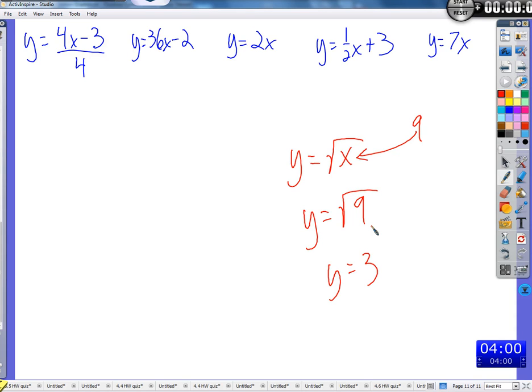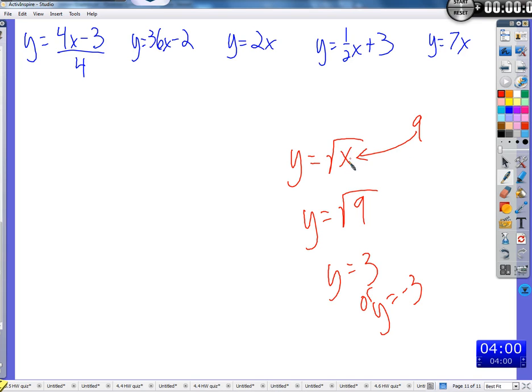Itself gives you a positive 9. Is there a number that exists? Negative 3. Did you say that right? Yeah. Oh, I'm sorry. That's okay. Okay. Because you spoke up and I heard you. Okay, y equals 3 or y equals negative 3.